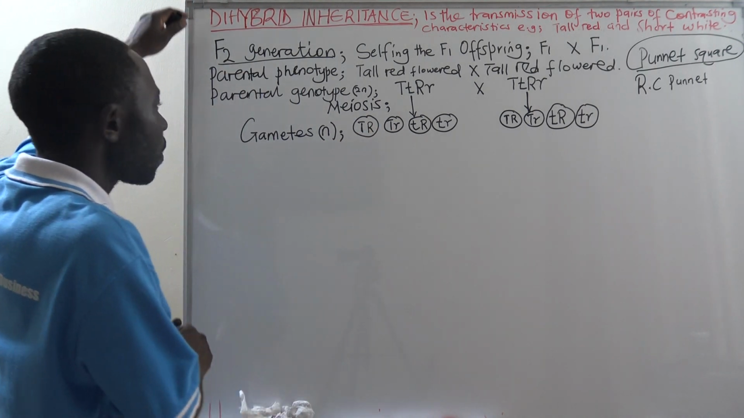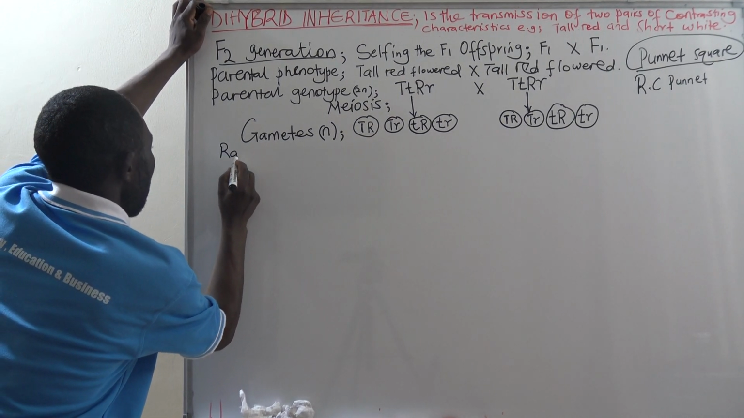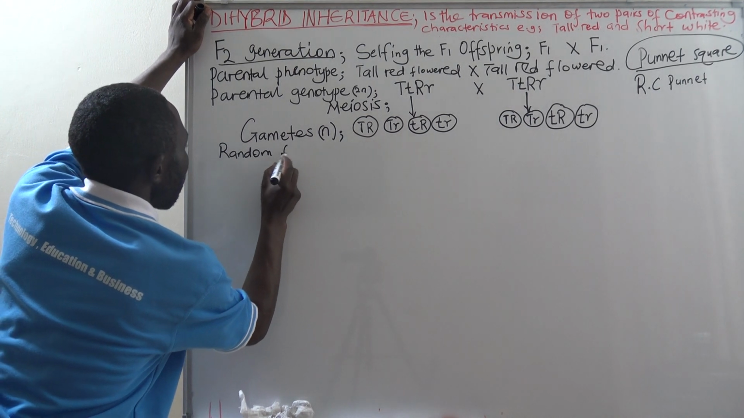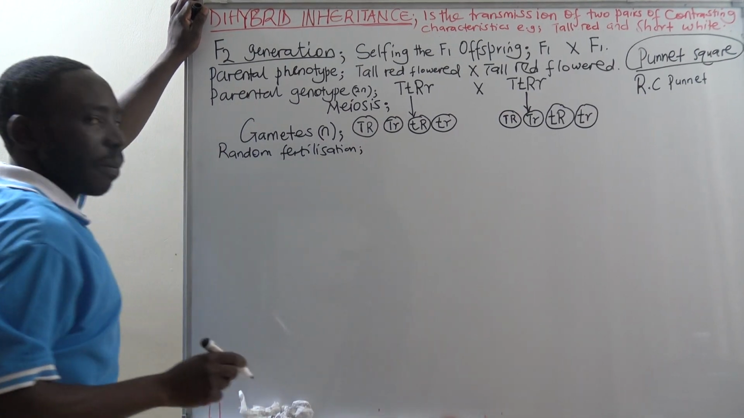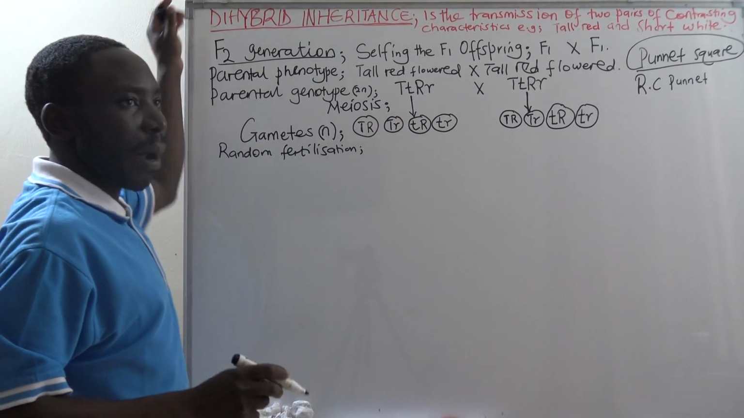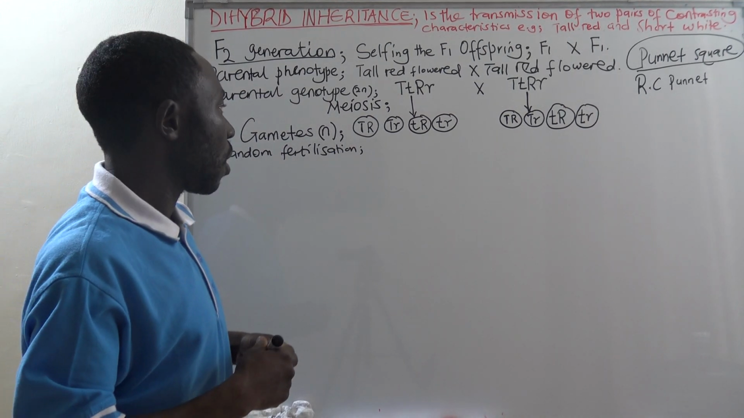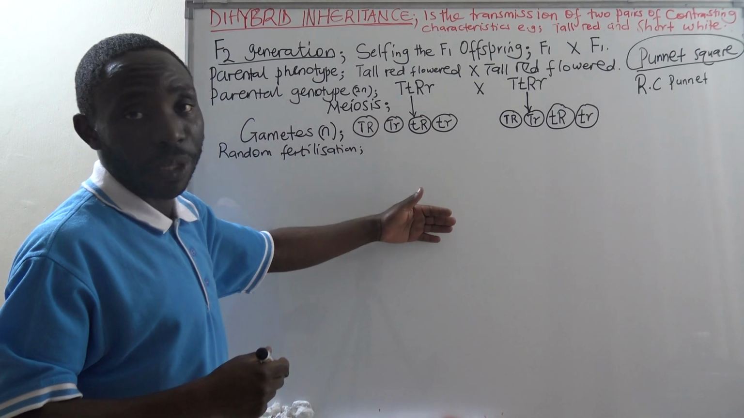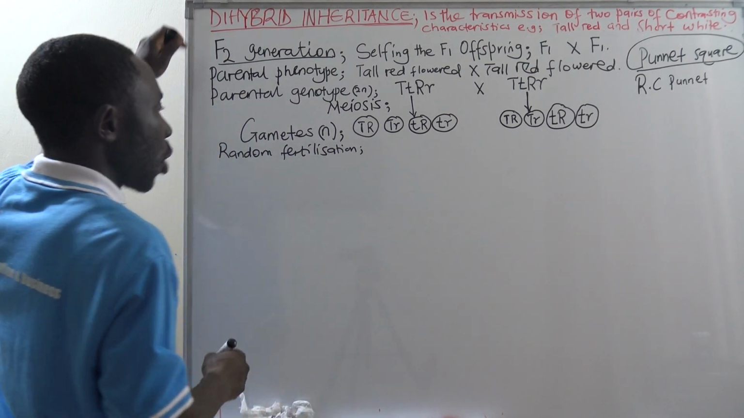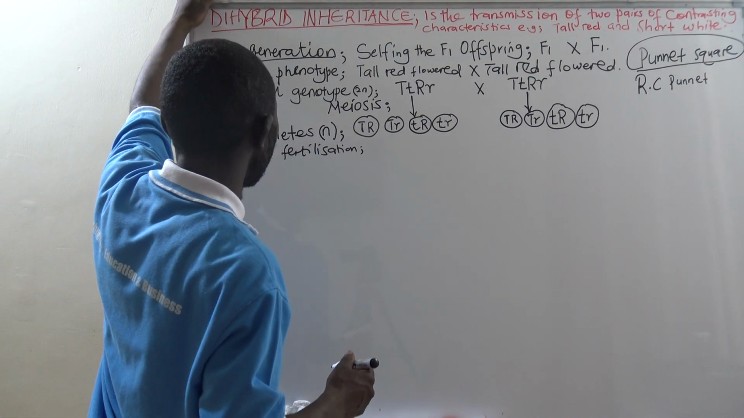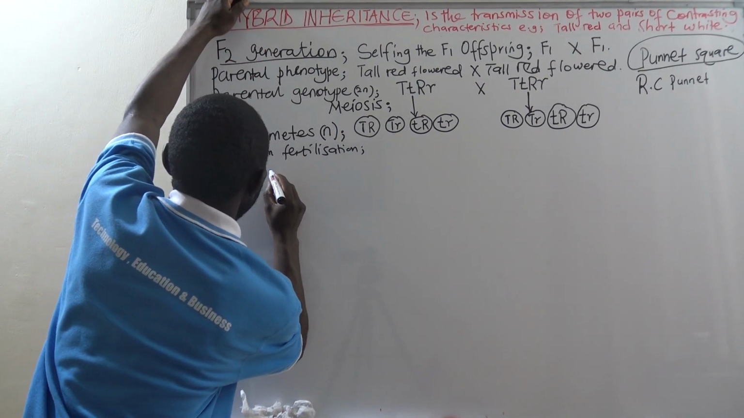So now, random fertilization. Here I'm saying we are going to use a Punnet square. A Punnet square minimizes errors that can be made when we are crossing many gametes. So we use a Punnet square to minimize all the errors. I am going to draw the Punnet square on the board as shown here.